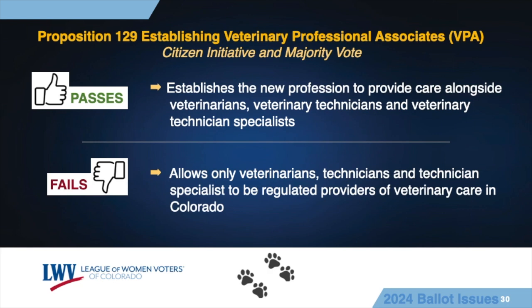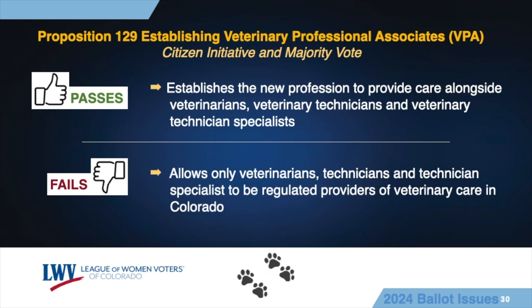Proposition 129, establishing veterinary professional associates, placed on the ballot by Citizens Initiative and passes with a majority vote. What if it passes? Well, it creates a new mid-level regulated profession of veterinary associate between a vet tech who has a 2-year associate degree and a veterinarian who has 8 or more years of education. It's called a veterinary professional associate, VPA. A VPA would be people with master's degrees in veterinary care who could diagnose animals, perform routine surgeries, and order and perform tests and procedures under the supervision of a licensed veterinarian.